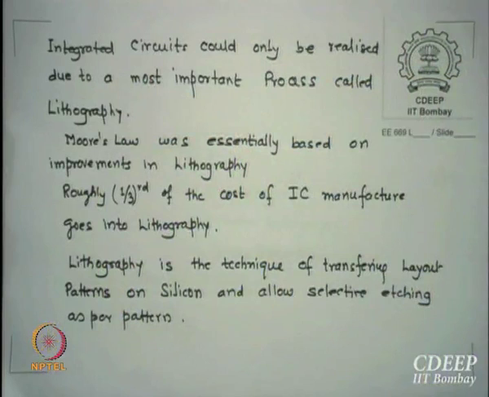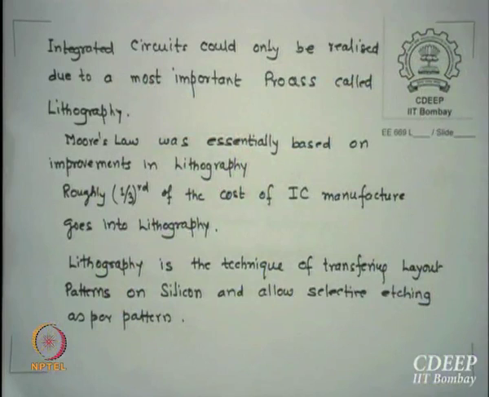Okay, if you have understood what I was trying to hit on, integrated circuits could only be realized due to the most important process called lithography, and as I say, it can be any kind of lithography. Litho is transferring an image as it is. Moore's law was essentially based on improvements in lithography.